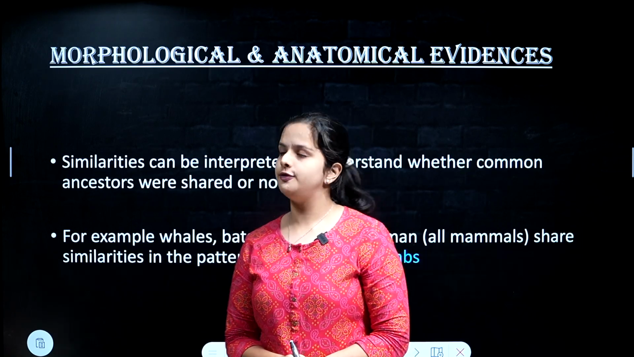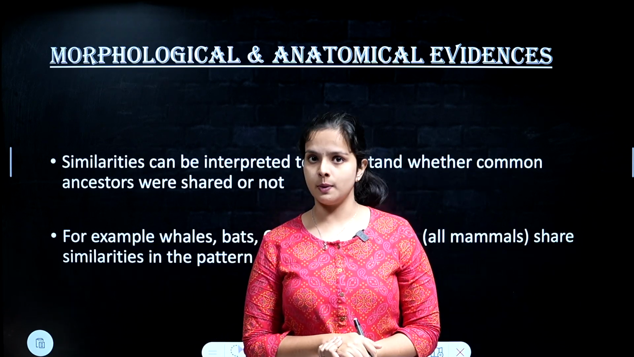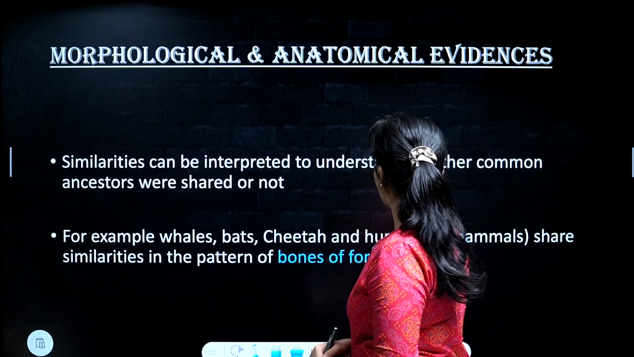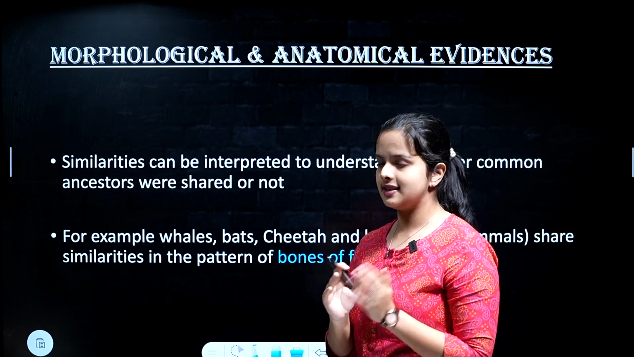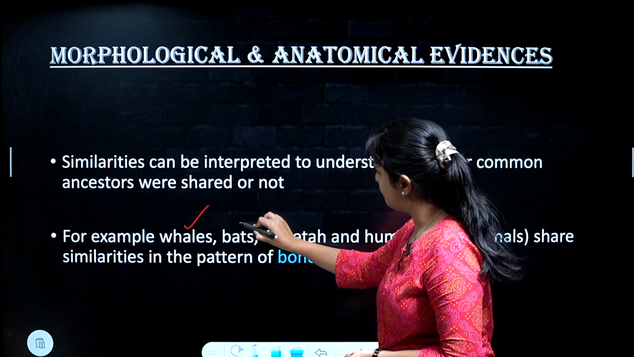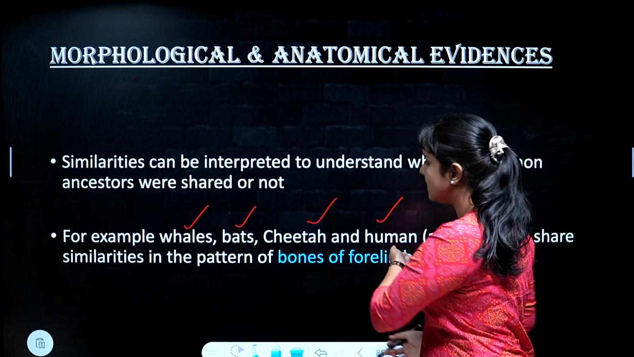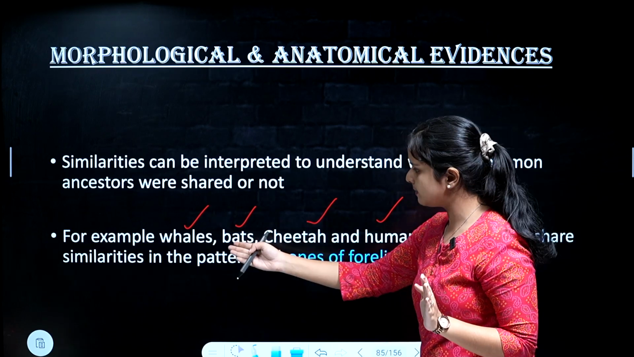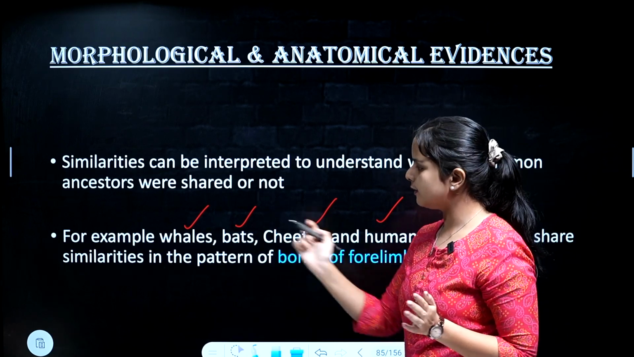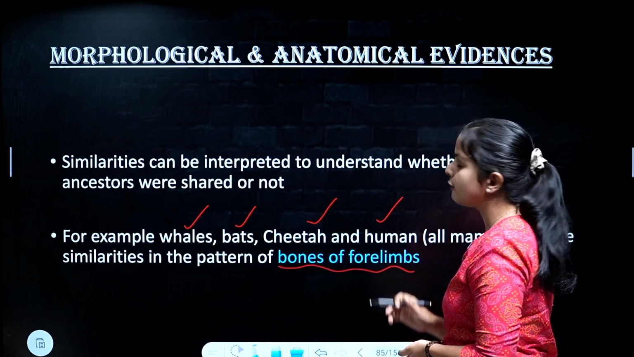So if we look at morphological and anatomical features of various organisms, we can actually learn a lot about evolution. How is that? Let me show you. Actually, let me start the section with an example. In the case of whales, or bats, or cheetah and humans, all these four are mammals. Of course, whale is a mammal, bat is a mammal, cheetah is a mammal, and human is a mammal. In all these four animals, you can see similarities in the patterns of bones of forelimbs.